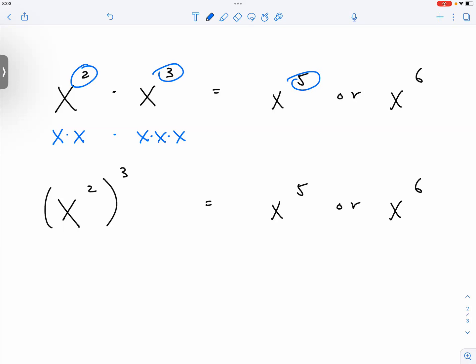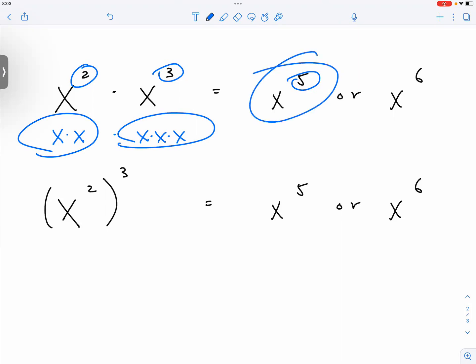The reason why we add is not because they're multiplying, so we add the exponents. It is because of the meaning of this expression. Well, x squared means x times x. X cubed means x times x times x. Therefore, we have a total of 5 x's multiplying together. So therefore, it's x to the fifth. And for the bottom one, is it x to the fifth power or x to the sixth power? X to the sixth power. But why?